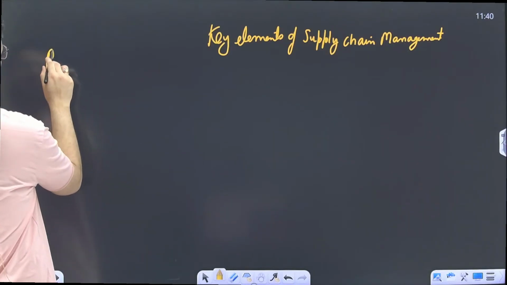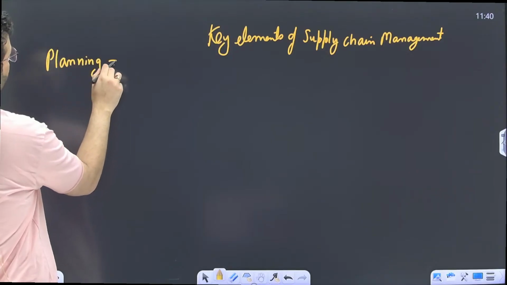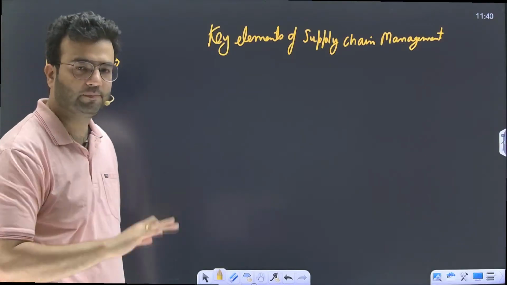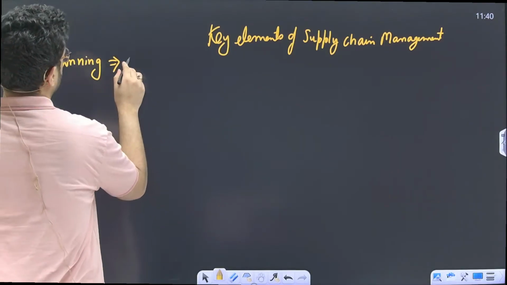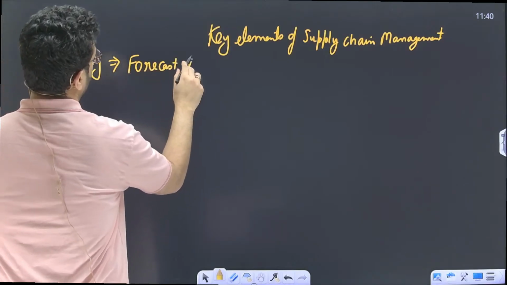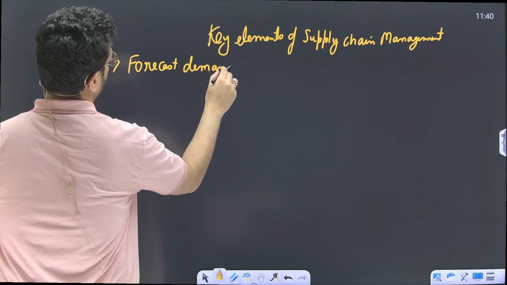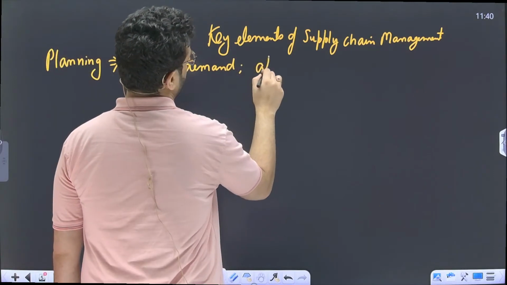So first of all, planning. You need to plan everything. Planning is the most important component. That is, forecast demand. We need to forecast the demand. Align the resources.